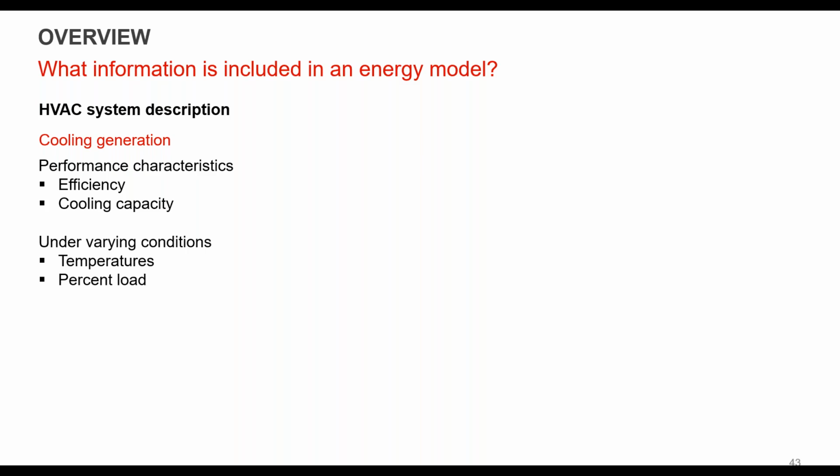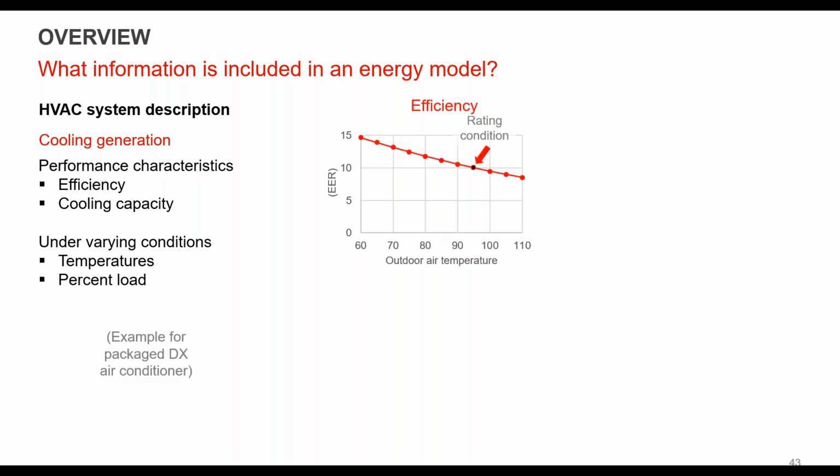And what sort of information do you need to define how the cooling is being generated for the building? You need to understand the efficiency of the equipment, so the DX coils or the chiller. You understand the capacity of those pieces of equipment and how those vary under different conditions. Equipment does not operate the same based on return temperatures or outside temperatures. For example, a packaged DX rooftop air conditioner has a rated outdoor air temperature of 95, and in this case an EER of 10.